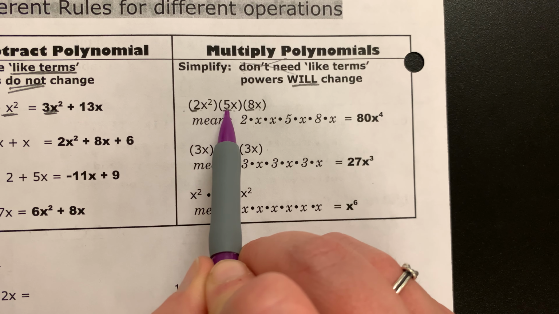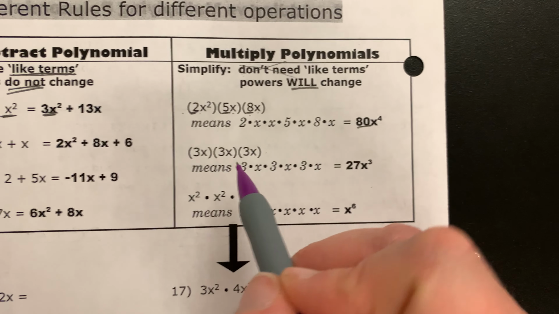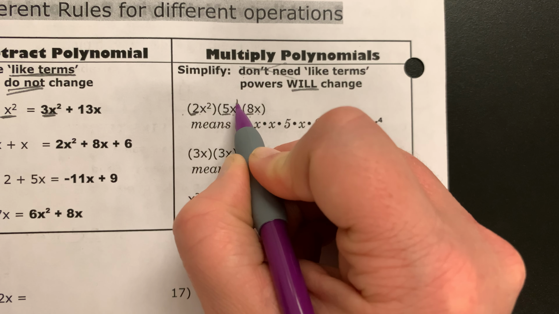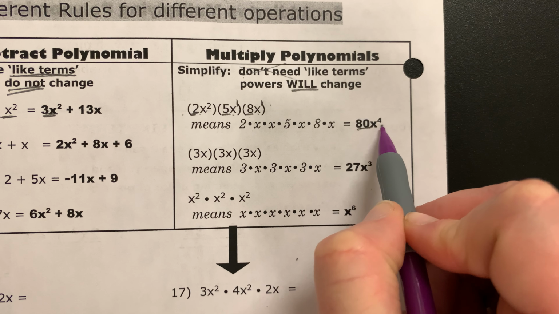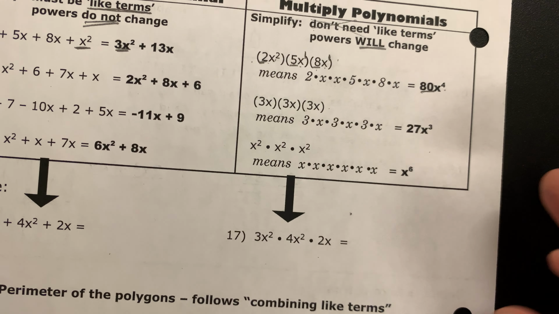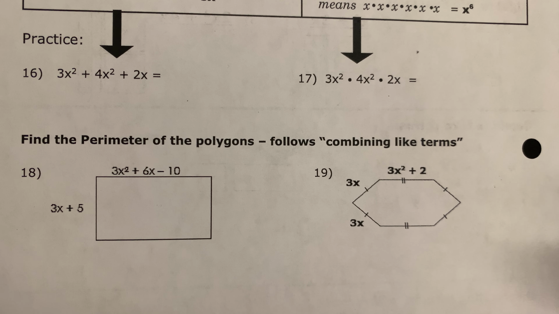So 2 times 5 is 10, times 8 is 80. And then I'm going to add my exponents. What we need to remember is that they're hidden exponents. This is an x to the 1, that's an x to the 1. So 2 plus 1 is 3, plus 1 is 4. Okay, so here's some examples. I'm not going to go over them, but you can look at them. We're going to do 16, 17, and 18.